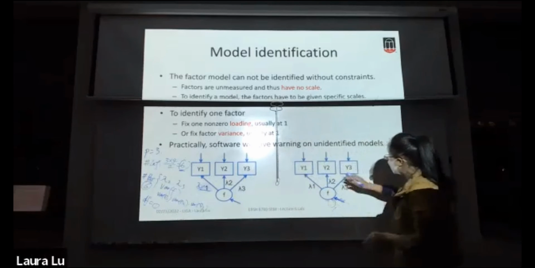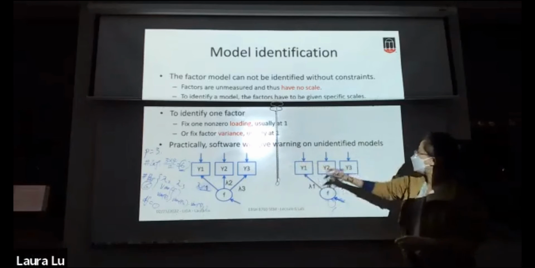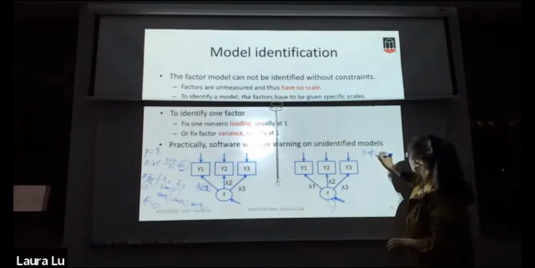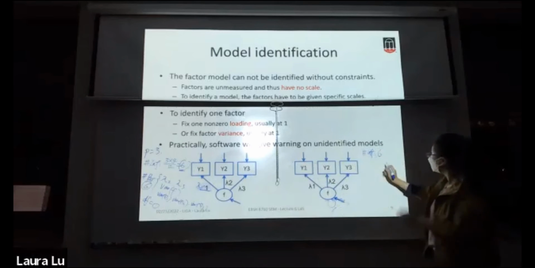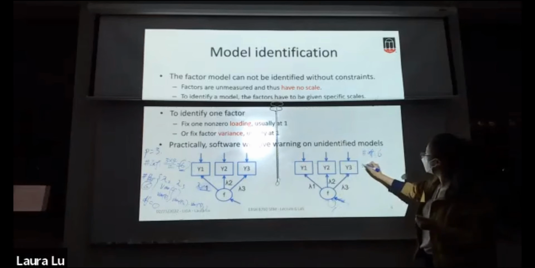Now, let's look at this case. The same 3 P, so the number of information again is 6. In total, we can estimate at most 6 parameters. Now let's look at the number of parameters in this case.